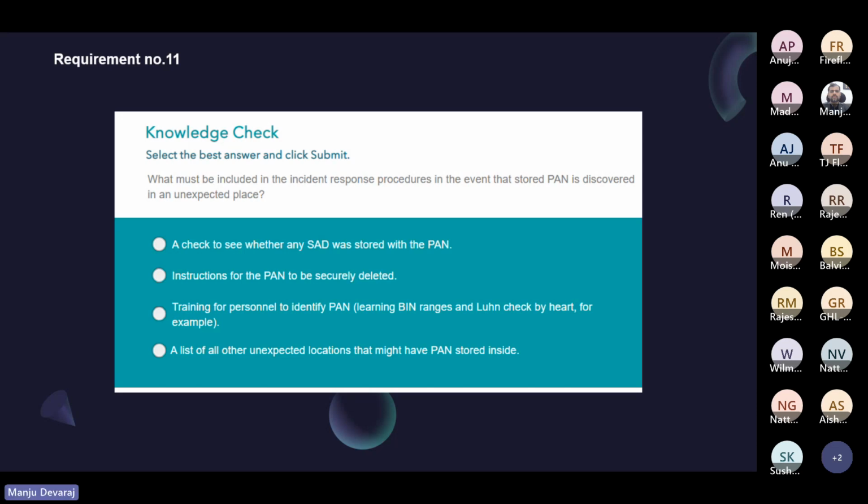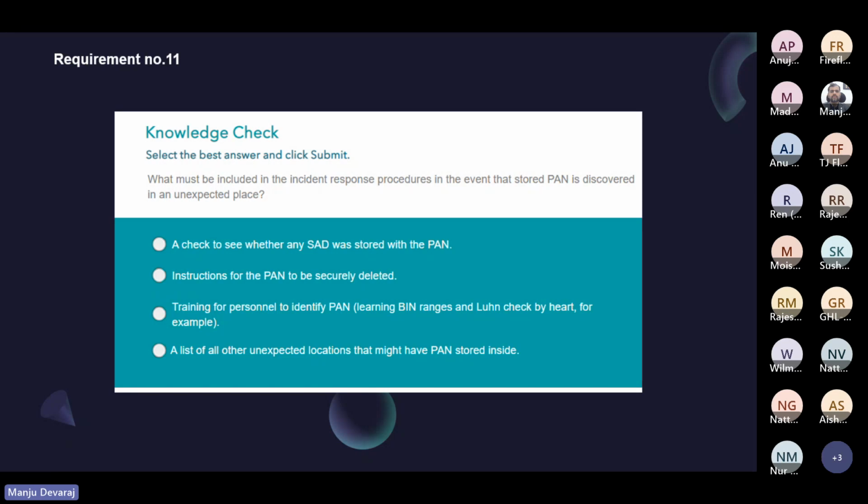What must be included in the incident response procedure in the event that stored PAN is discovered in an unexpected place? A list of all other unexpected locations that might have PAN stored inside. Training for personnel to identify PAN. Instruction for PAN to be securely deleted.